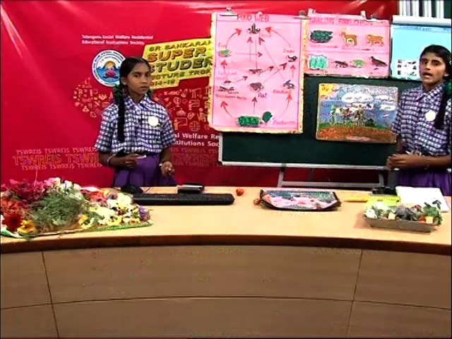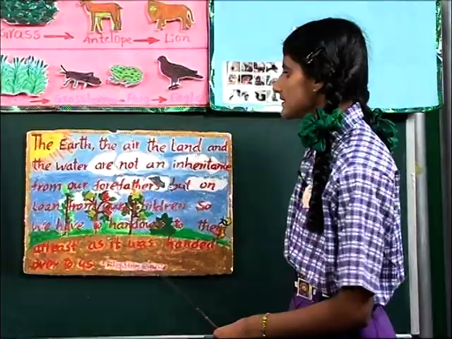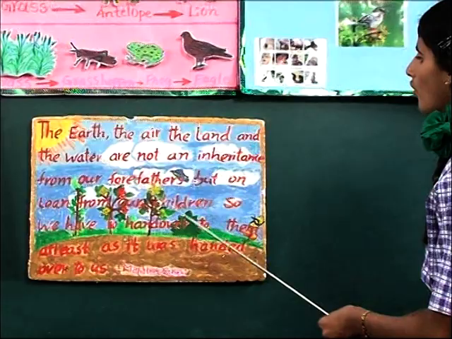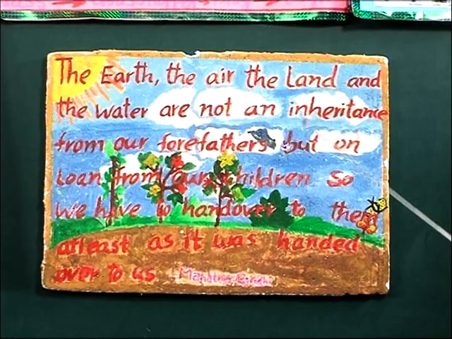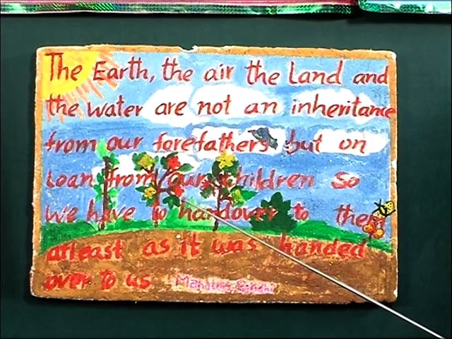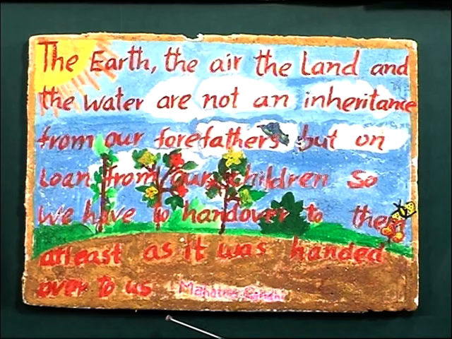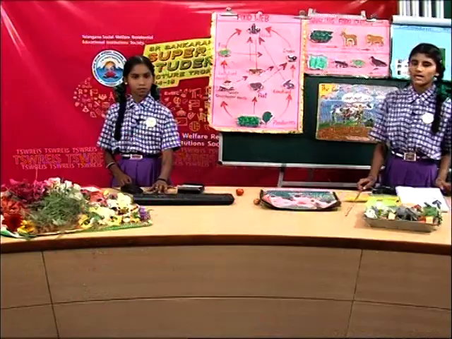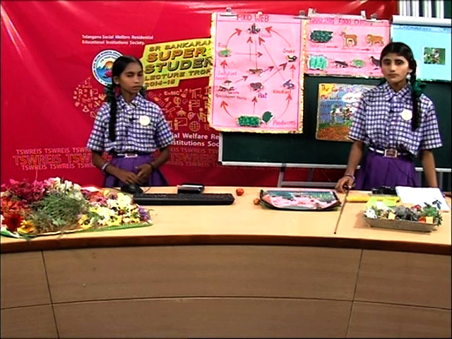Okay friends, I am going to tell you one quotation of Mahatma Gandhiji: the earth, the air and the land and the water are not an inheritance from our forefathers but on loan from our children. So we have to hand over to them at least as it was handed over to us. This is the slogan of Mahatma Gandhiji, friends. So we should not misuse these resources.